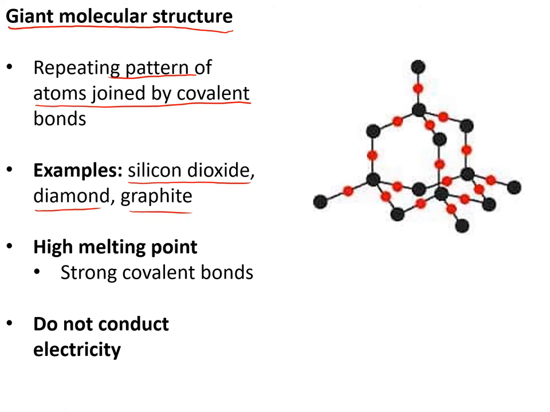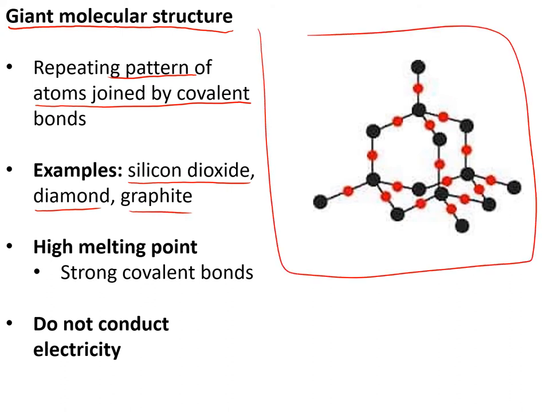Now, what you can see here is silicon dioxide. So the reds are oxygens and the black ones are silicons. Okay, and the formula of this is SiO2, silicon dioxide, and this pattern just repeats over and over again. So you can see that each oxygen has 2 bonds to a silicon, and each silicon has 4 bonds to an oxygen, and that pattern just repeats again and again and again.